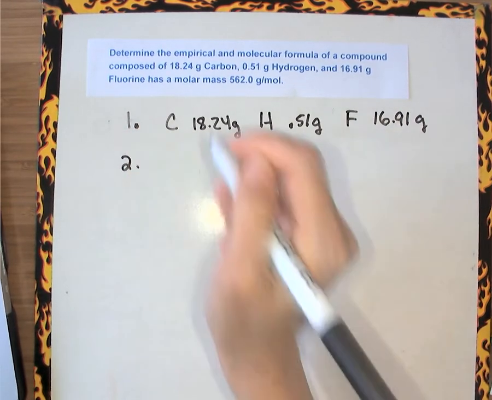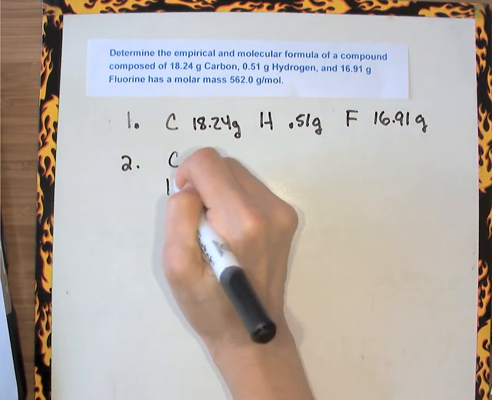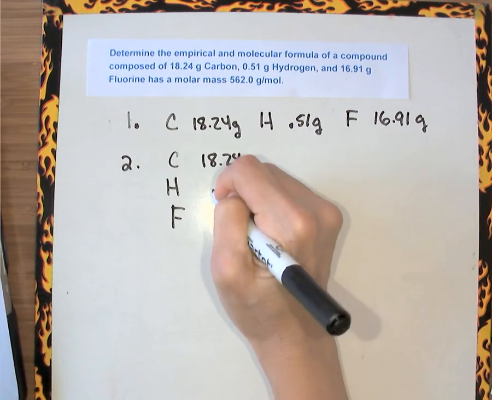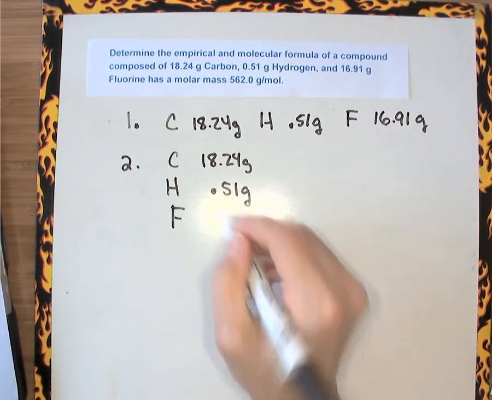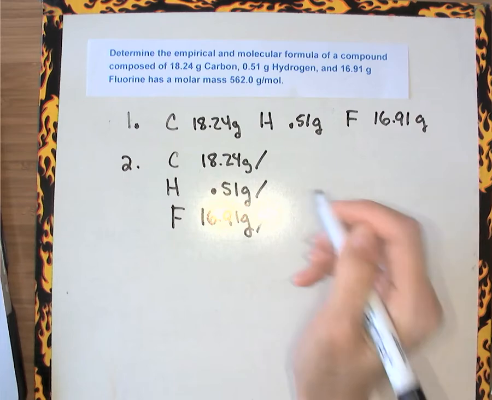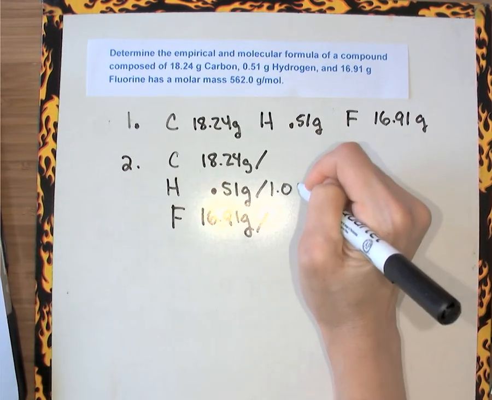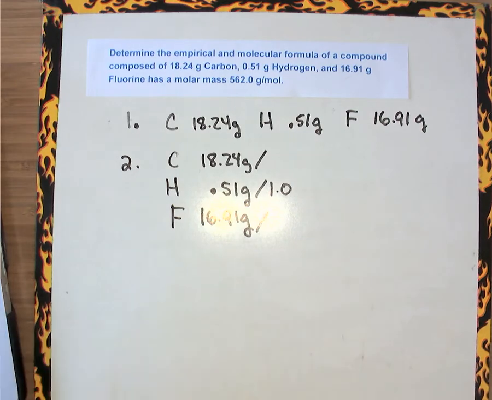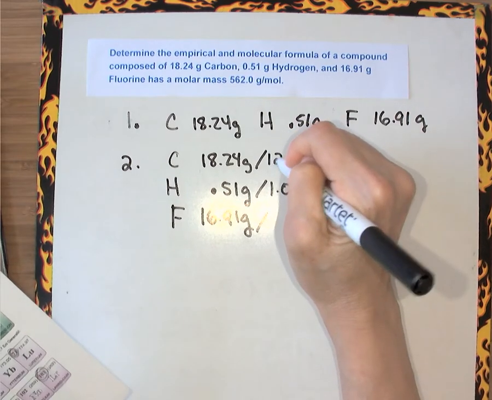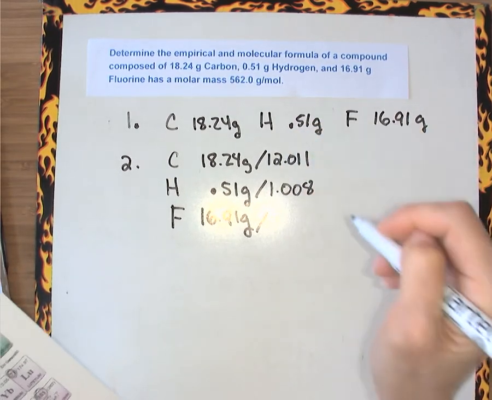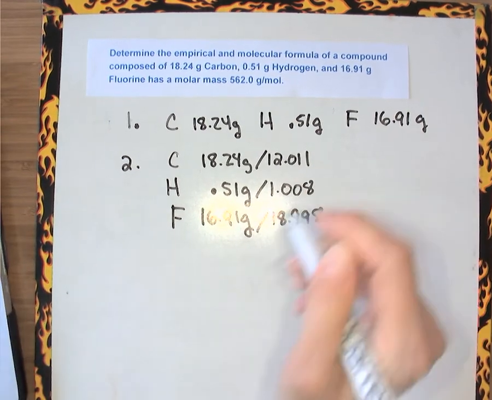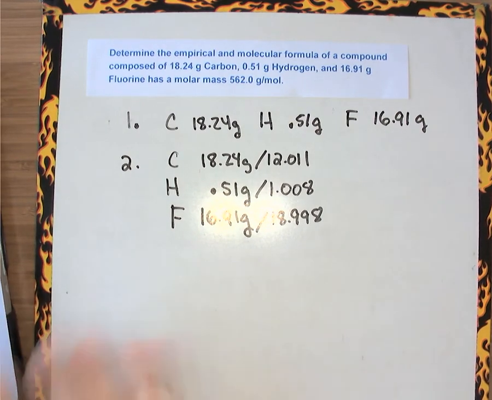Okay, step two, we need to go from grams to moles. C, H, F. And I've told you before, make sure you keep track of your elements, because the most likely thing you're going to do is mix up your elements, and that'll get you really mixed up. So going from grams to moles, you are going to divide by the molecular weights. Okay, C is 12.011 and F is 18.998. Okay, you should be getting really good at this.